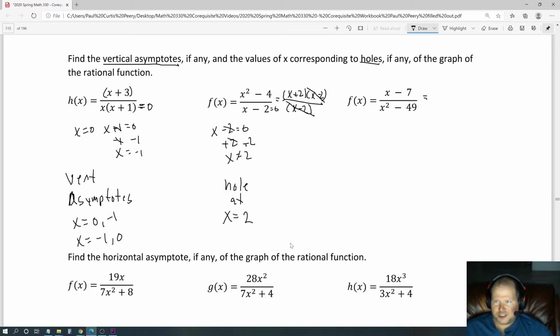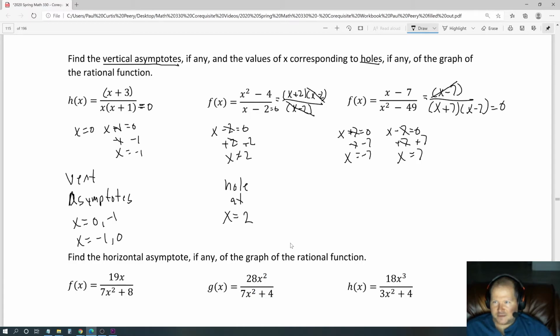Same kind of situation. You're going to have an x minus 7 in the numerator. Keep that. We factor the denominator: x plus 7 and x minus 7. We still need to set that equal to 0 and solve it. So x plus 7 equals 0 and x minus 7 equals 0. So minus 7, cancel, cancel, x is equal to negative 7. You can just flip the signs in this case. You don't have to write all this out. And then you have x equals positive 7.